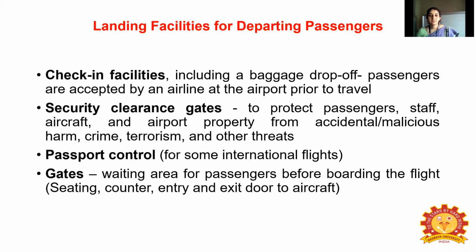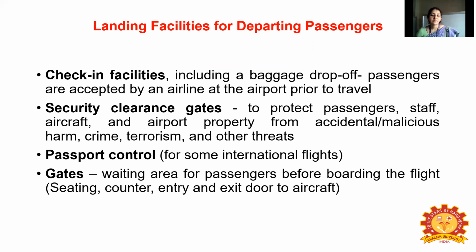And the next one is the landing facilities. Landing facilities are common for almost all passengers, whereas you have some difference between special passengers and normal passengers. The basic facilities offered for departing passengers are check-in facilities, security clearance gate, passport control and the gate. Check-in facilities are the baggage handling and dropping of passengers and all that. Security clearance involves protection of the passengers, staff and crew, the employees of the airline, the aircraft, and making sure the airline or airport is safe from terrorism, crime and all that. And passport control, obviously.